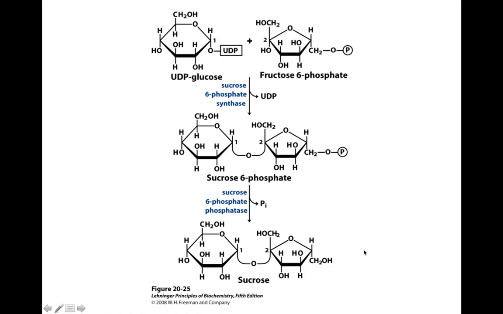So why sucrose? This was the question I asked at the beginning. Why are we creating sucrose? They believe that sucrose may have been selected as the transport form of this carbon because of this unusual linkage. The unusual linkage is between that anomeric carbon 1 of glucose and the carbon 2 of our fructose. And this is the anomeric carbon of fructose, so it's between two anomeric carbons.